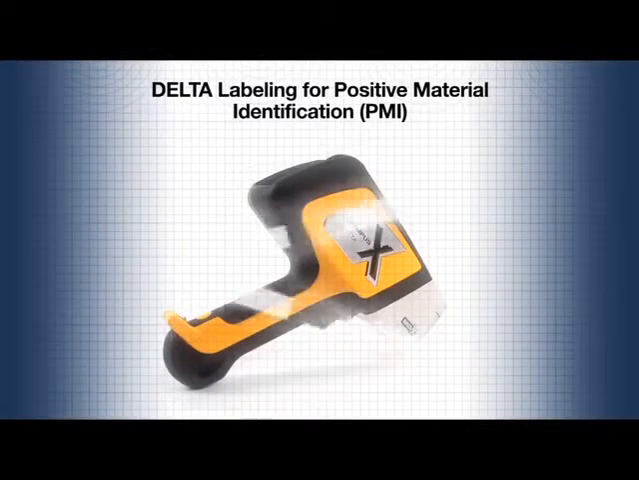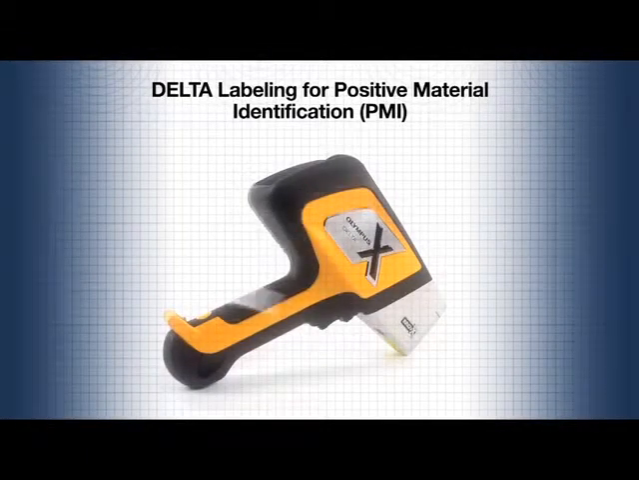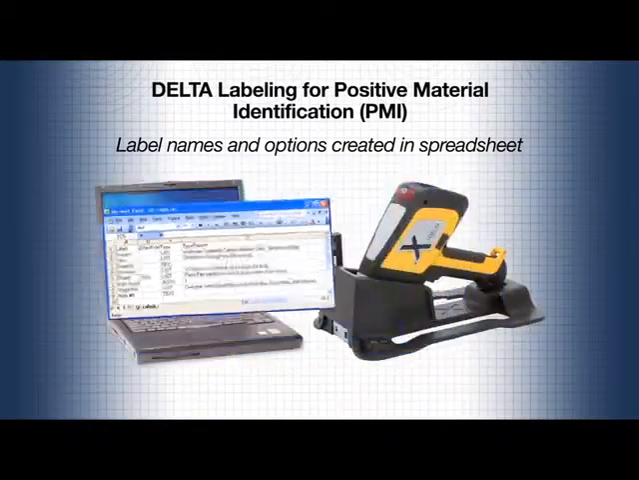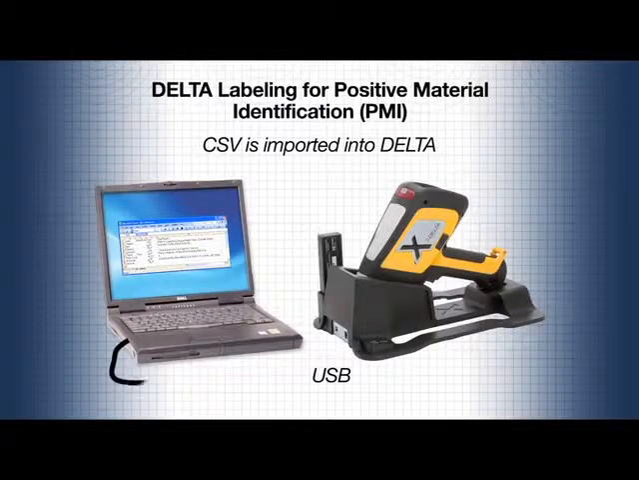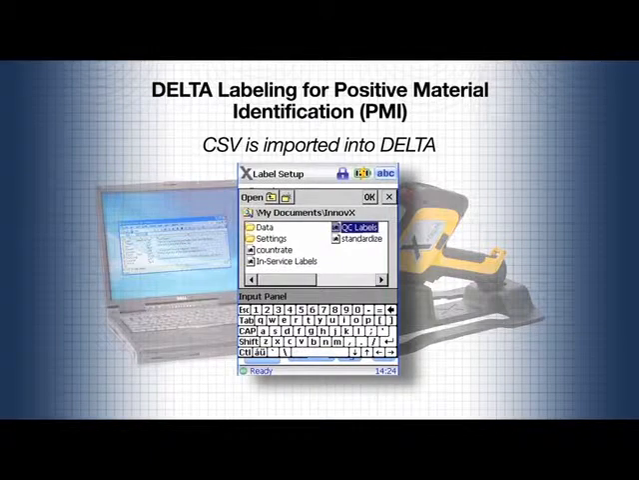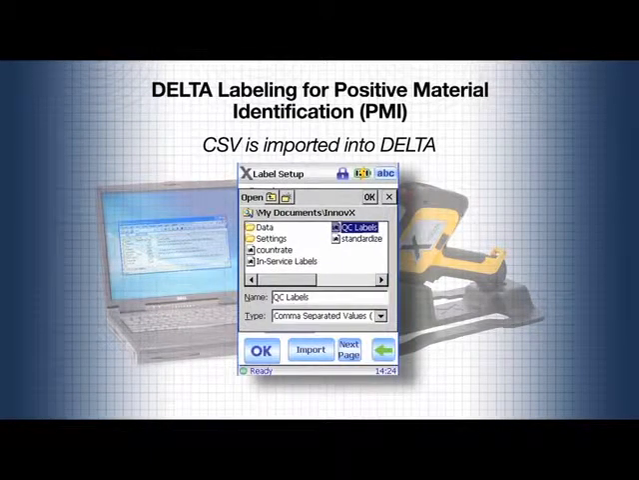Creating and populating labels on the Delta is a simple process. First, the label names and their options are created in a spreadsheet. Then the CSV version of the spreadsheet is imported into the Delta. This automatically creates the labels and their options. This is a great way to reduce your analyzer's setup time.